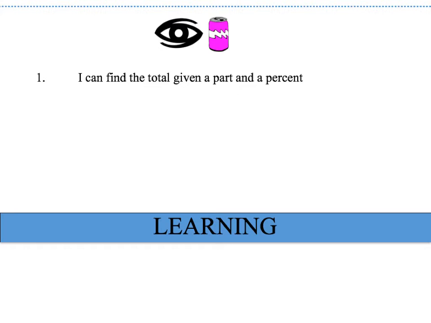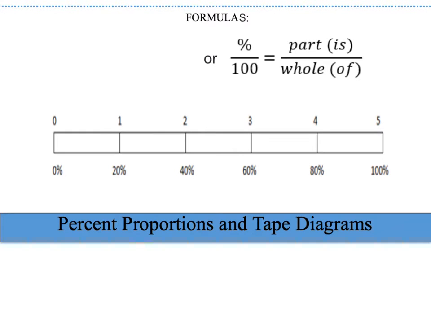In previous lessons, they've always given us the total, but now they're going to give us a part and a percent. Our job is to figure out what the total is. So in this slide, let's discuss some of the old formulas that we've talked about in prior lessons. We know that proportions are two equal ratios. So if I have part over whole, it should equal part over whole.